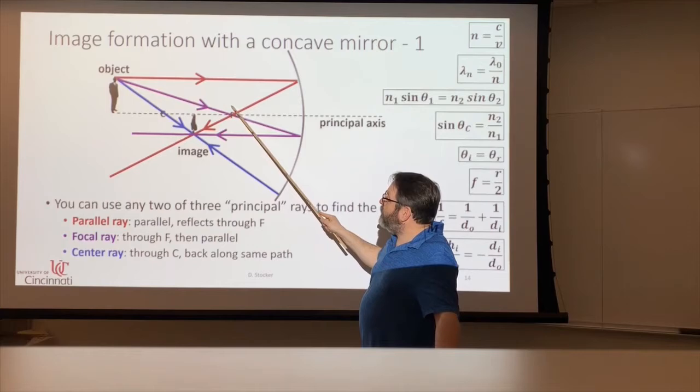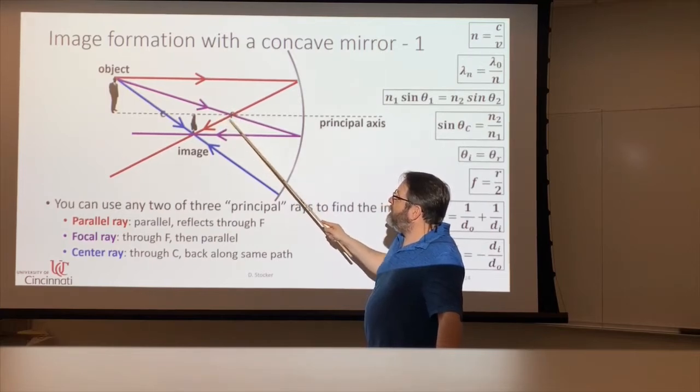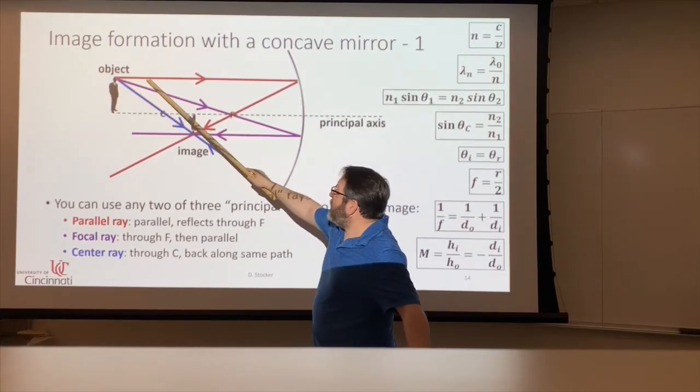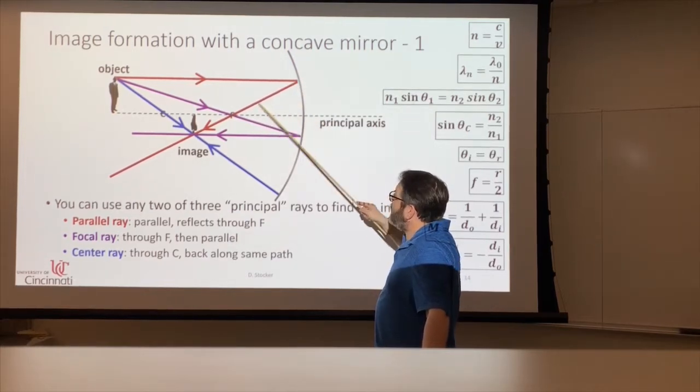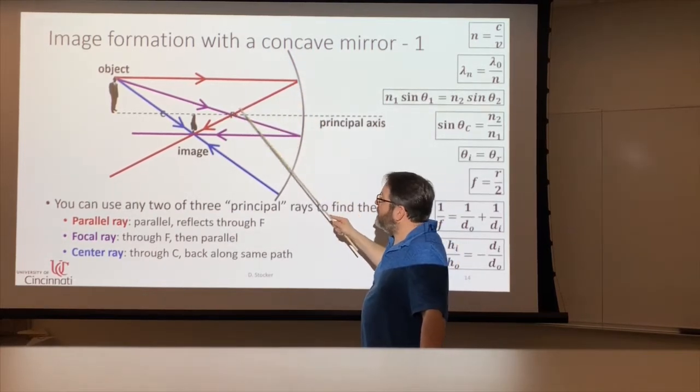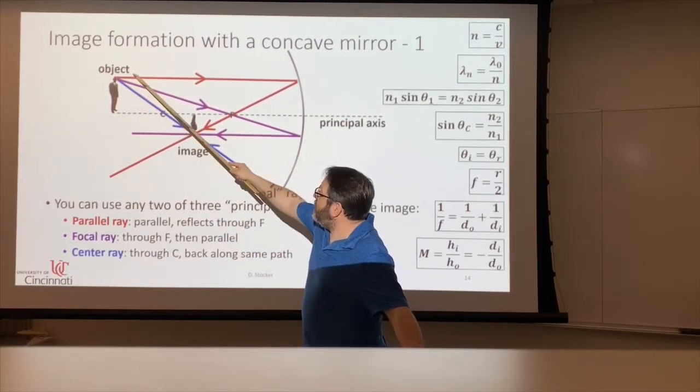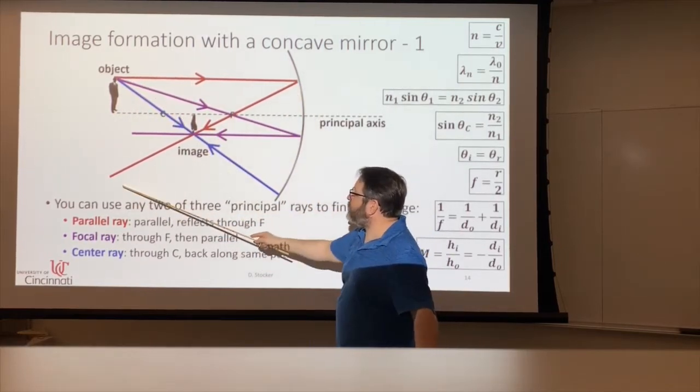So if you mark the focal point with an F, this horizontal parallel line comes in, it will bounce off the surface of the mirror and go back through F, and then just continue along. So you can draw that line in.